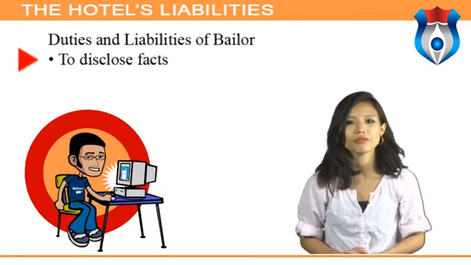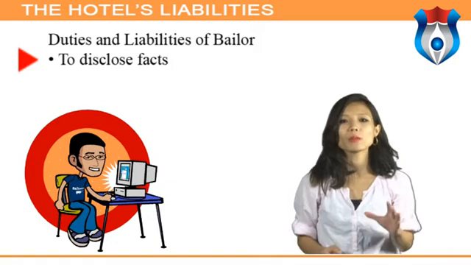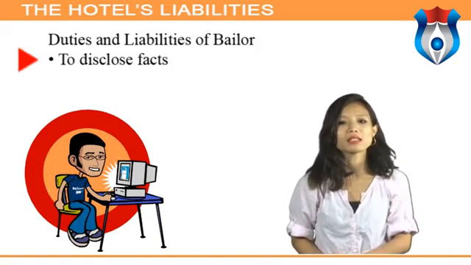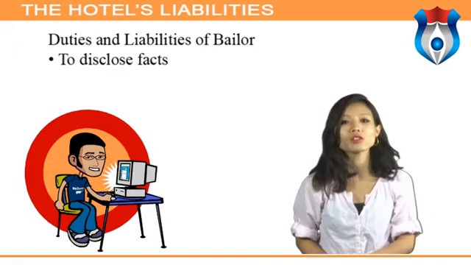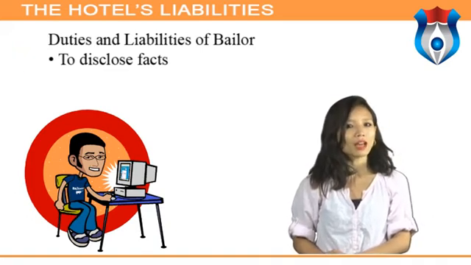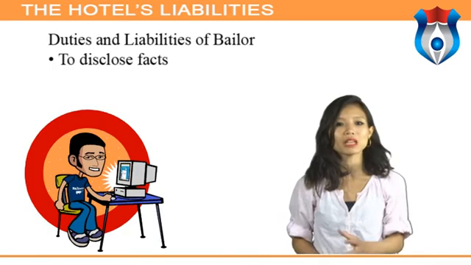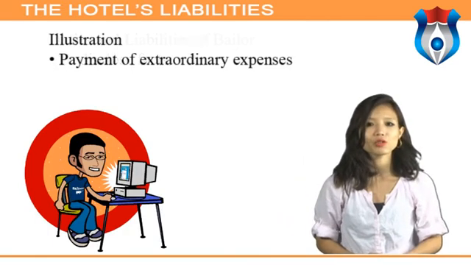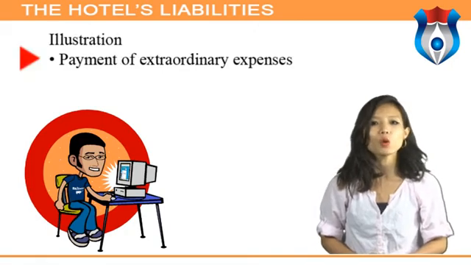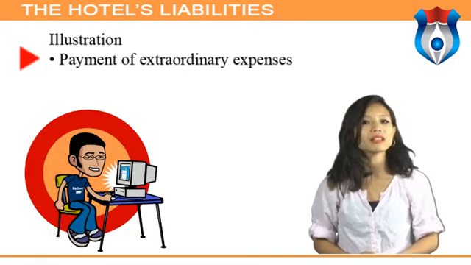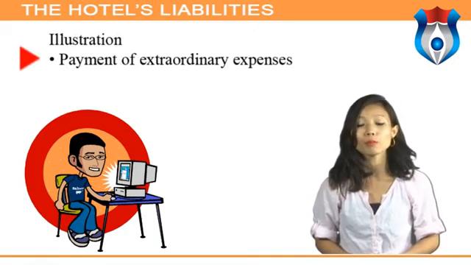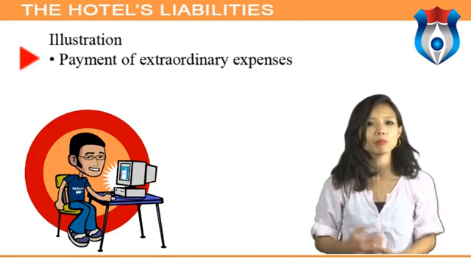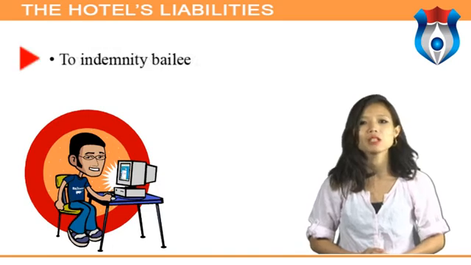To disclose facts. The important duty of the bailor is to disclose the faults in the goods bailed, so far as they are known to him, and if he fails to do that, he will be liable to pay such damages to the bailee as may have resulted directly from the faults. Payment of extraordinary expenses. It provides that all the necessary expenses incurred by the bailee in connection with the bailment must be paid by the bailor.